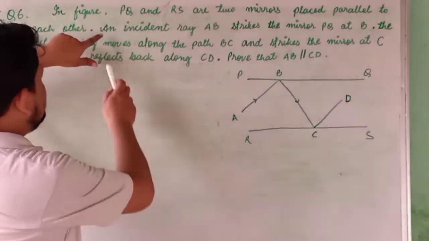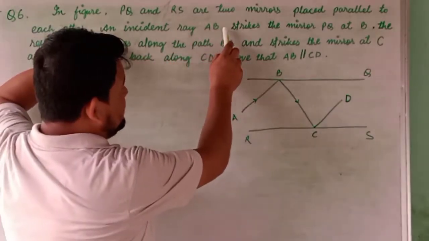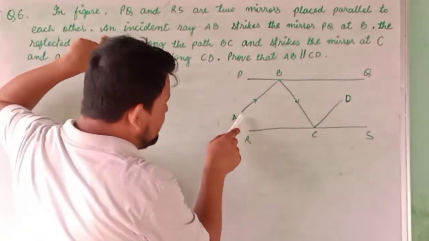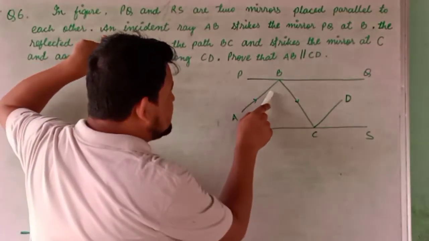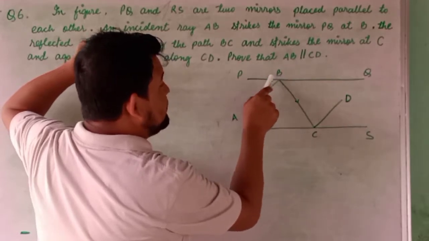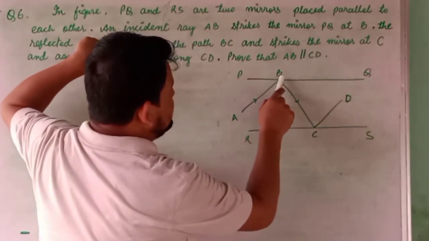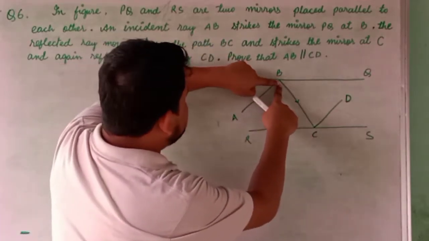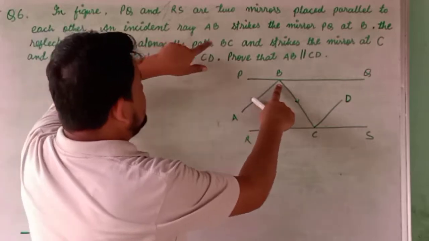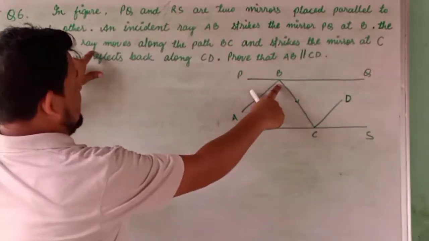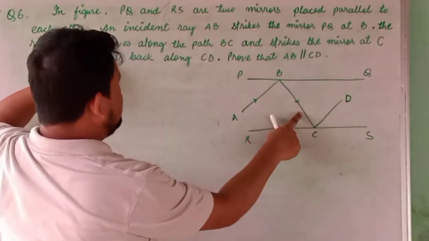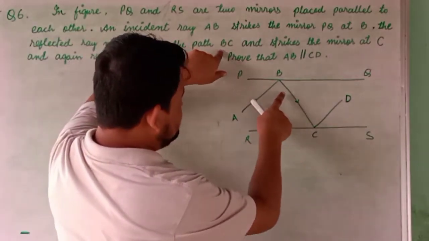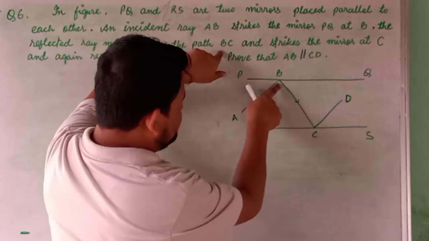Again, what is given: an incident ray AB strikes the mirror PQ at B. That means one light ray is coming from A and striking the mirror PQ at point B. It is coming, touching the mirror, and reflecting back again. This reflected ray moves along the path BC. That means BC is the reflected ray.